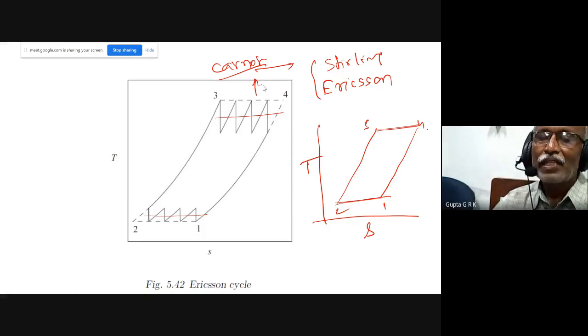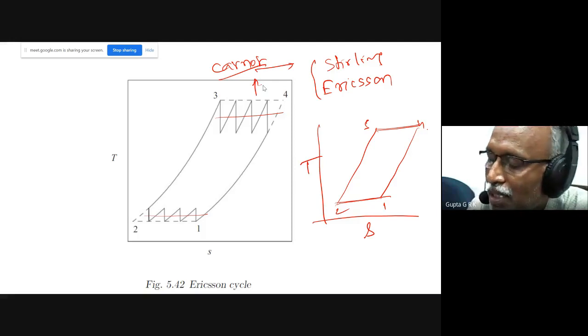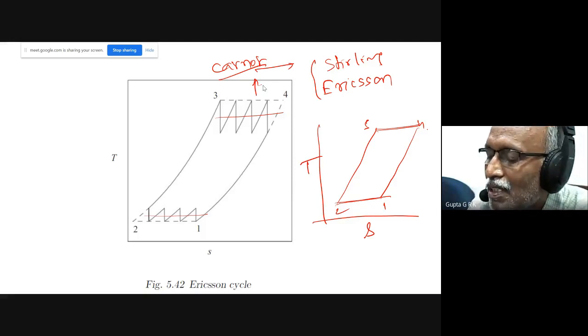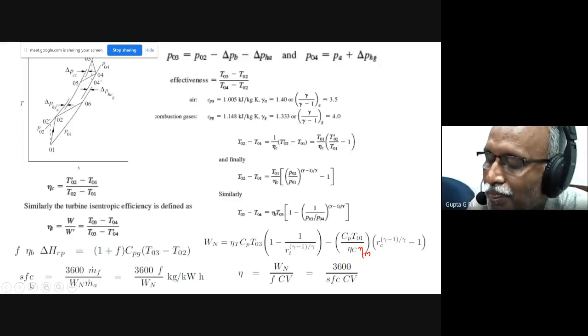But practically, ideally, everything looks nice. But having, as I told you, heat exchangers, they occupy a lot of space and weight and cost. So a number of compressors with intercoolers and a number of turbines with reheaters increase the cost like anything. It goes beyond whatever is practical. But ideally, why does it increase the efficiency? You can understand from this.